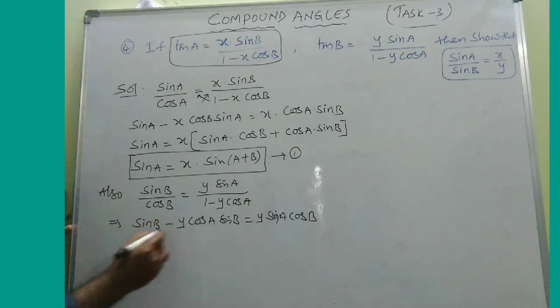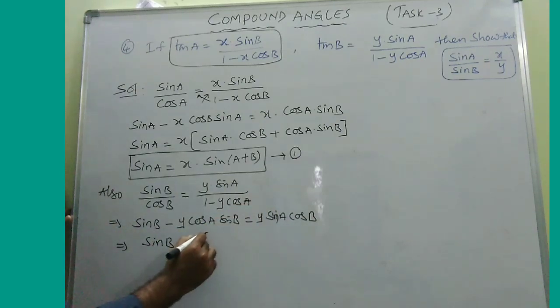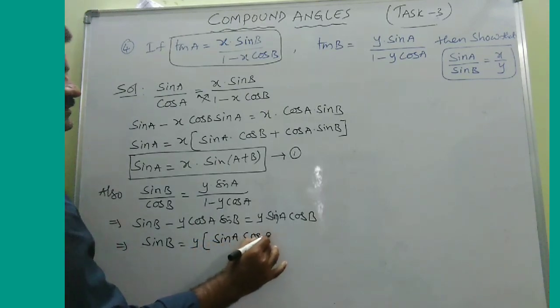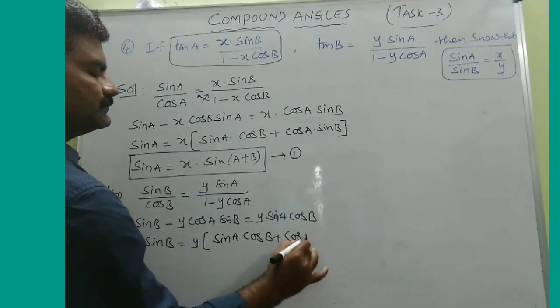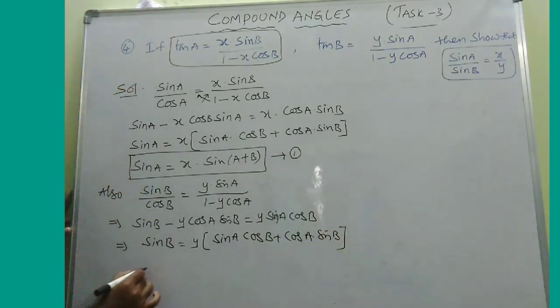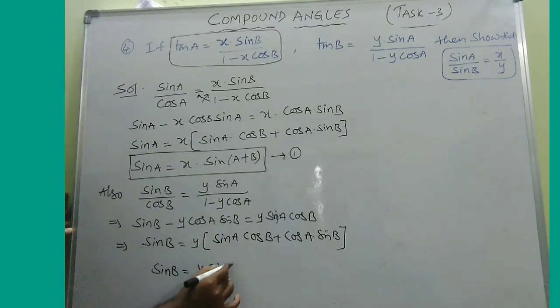Okay ma. So same steps as we did earlier. Sin B is equal to, send that side, take y common. After taking y common, we get sin A cos B plus cos A into sin B. So therefore sin B is equal to y into, this is also nothing but sin of A plus B.